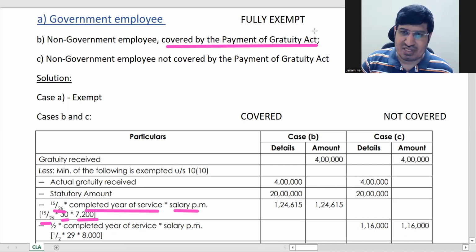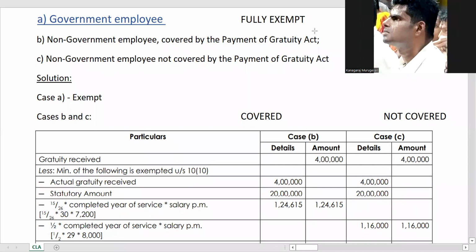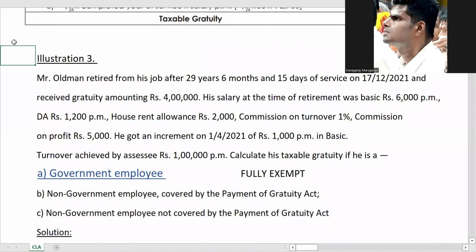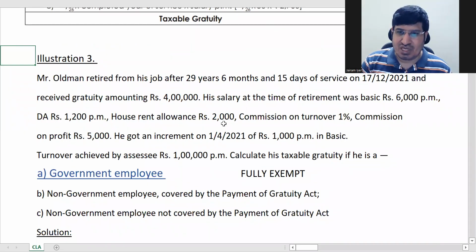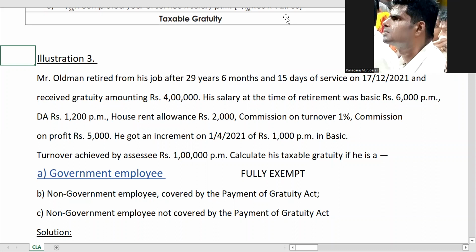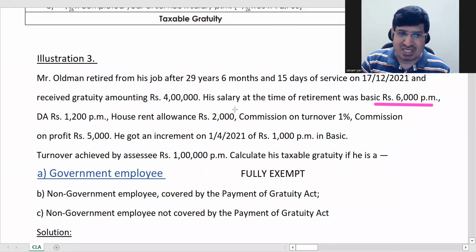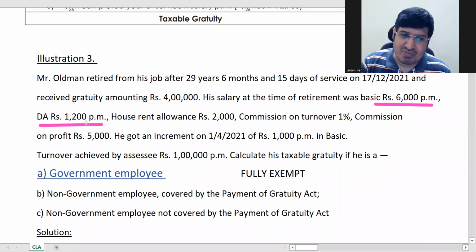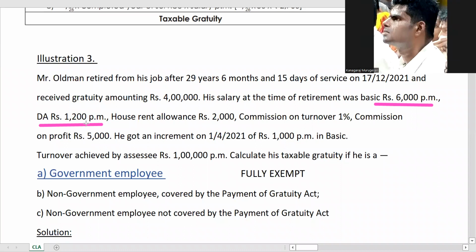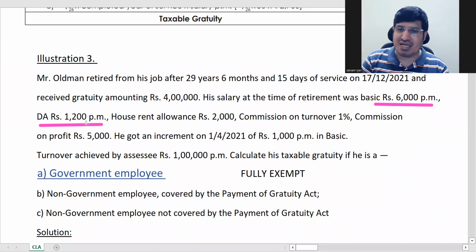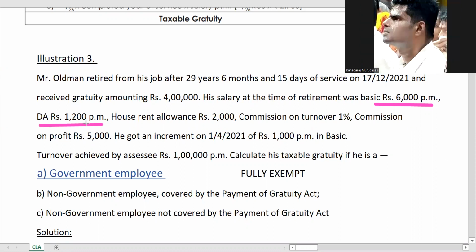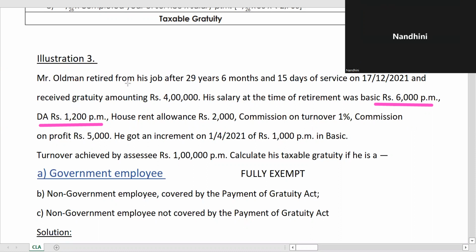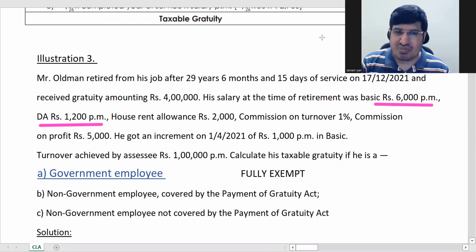Let's just go up and check it once. Salary per month will be the last drawn salary here. In the first case, it is the last drawn salary. So how do we compute the salary? Salary is basic plus DA. Correct. So it becomes how much? 7,200 per month. Everyone is in agreement that for the Payment of Gratuity Act, salary is basic plus DA? Here everyone is okay? Yes, sir. So it becomes 7,200.